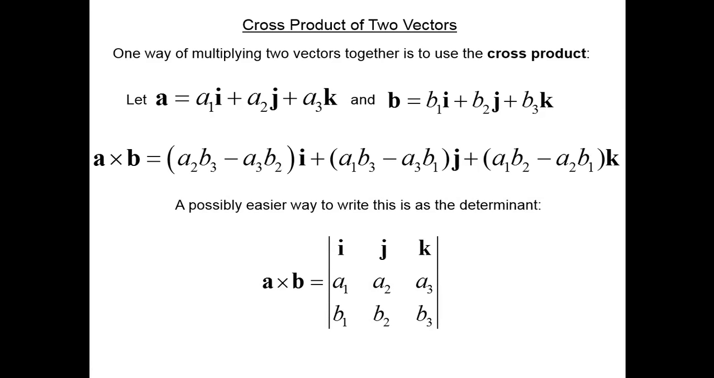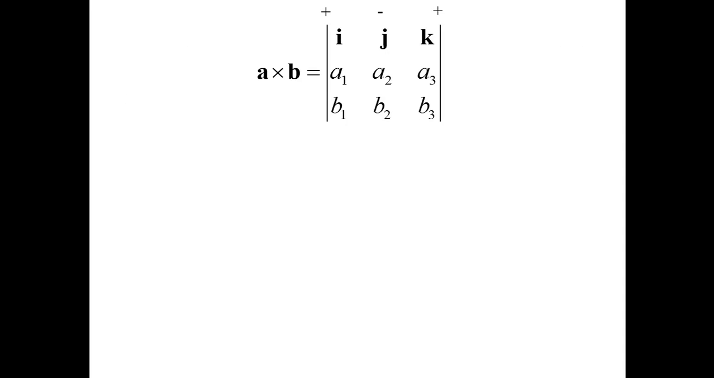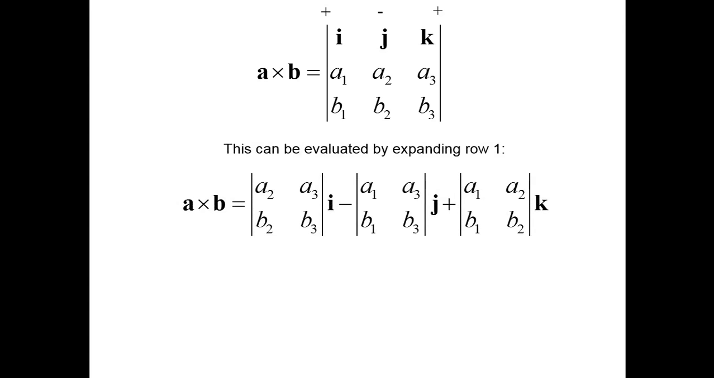So A cross B can be thought of as the determinant of the matrix that contains ijk in the first row, and then A1, A2, A3, and B1, B2, and B3 in the other rows. And the good news is this is the same determinant we were using back in the last chapter when we were talking about matrices. So we just put plus, minus, plus across the top, and then we expand along row 1. Take a look at this and make sure you see where all of the elements are coming from. Again, I think this is in your info booklet or your reference sheet, but this is really just the determinant, so it's not a big formula to memorize. We'll do a couple examples here, but I think you'll have this down pretty quickly.